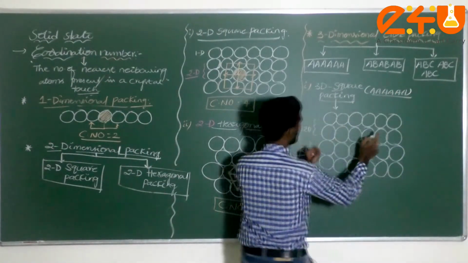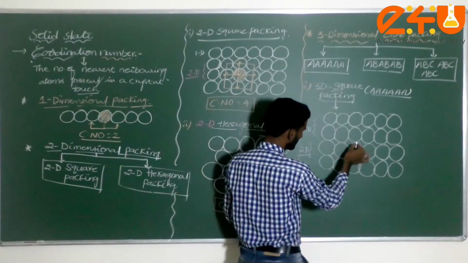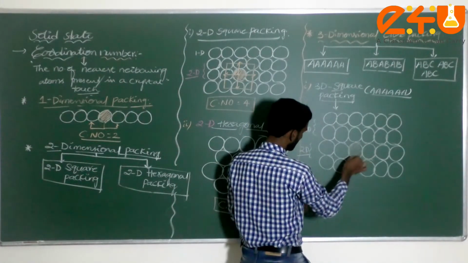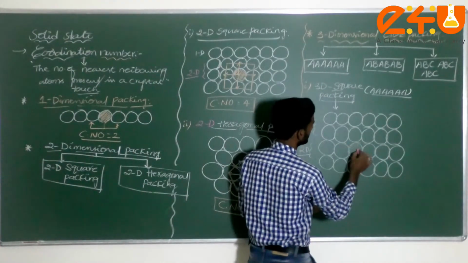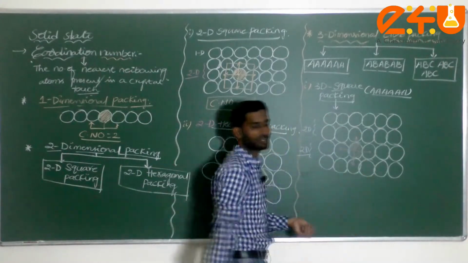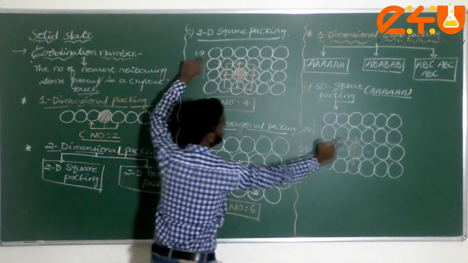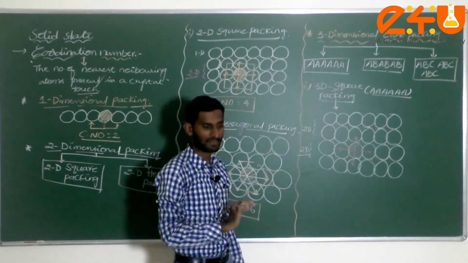Square plane, we can easily identify. If you consider any atom here, I can consider this atom. Just check it here, students. If I consider this atom, what will happen? This atom is touched with how many nearest neighboring atoms here? This one, and this one. We can easily say this is coordination number 4. Sir, then what is the point of difference between 2D square packing versus 3D square packing? Am I correct or not?